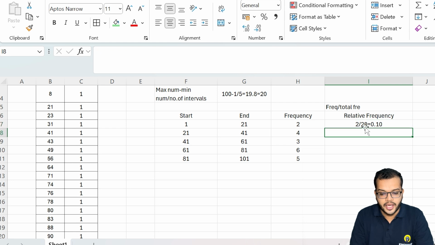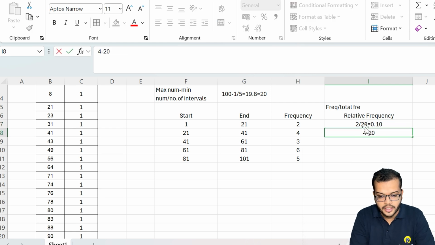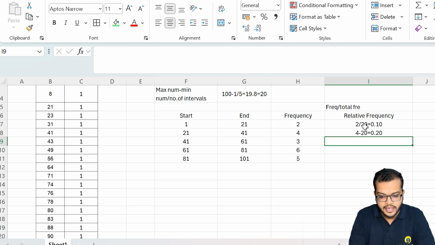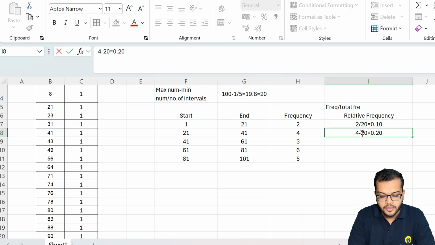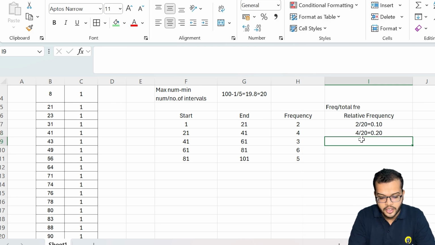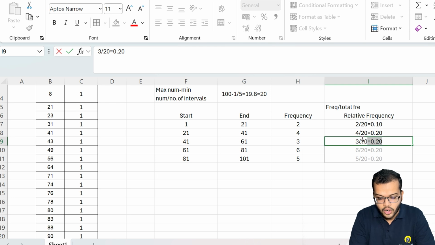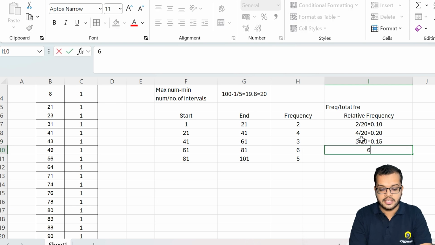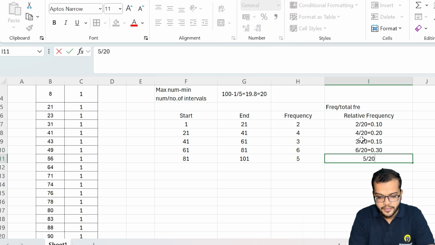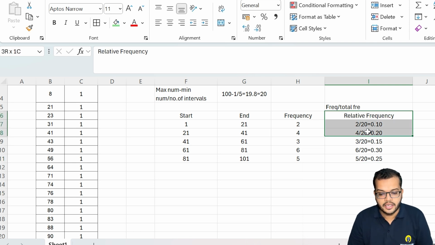2 divided by 20 is equal to 0.10. In the same way, 4 divided by 20 will be 0.20. 3 divided by 20 will be 0.15. 6 divided by 20 is 0.30. 5 divided by 20 will be 0.25. So this is how we have to calculate the relative frequency.